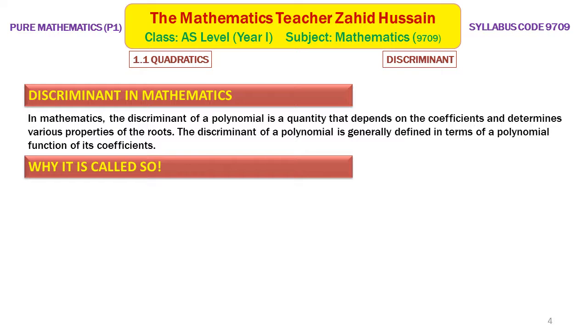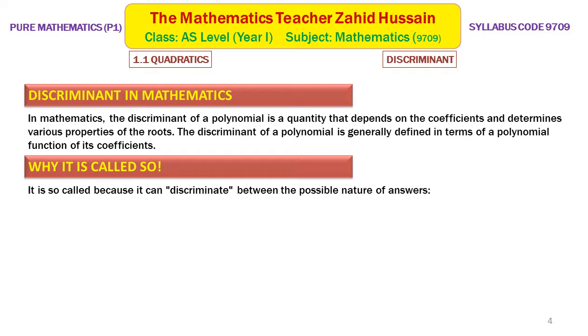Why it is called so? Why is discriminant called discriminant? It is called discriminant because it can discriminate between the possible nature of answers.